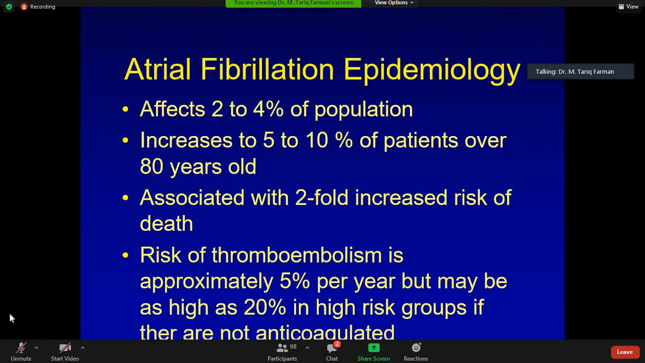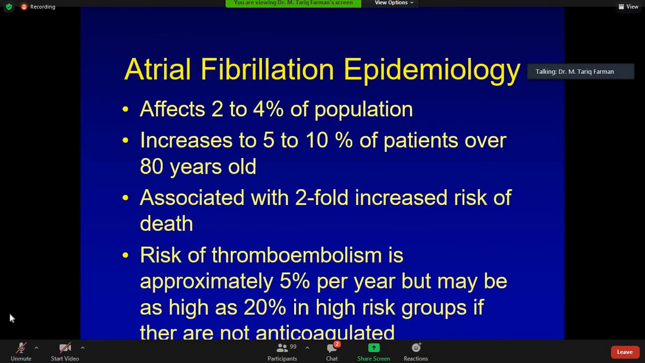Risk of thromboembolism is approximately 5% per year, but may be as high as 20% in high risk groups if they are not anticoagulated. So this is the very common complication of atrial fibrillation, because there is no proper conduction of the current, and there are many impulses inside the atria. So there is no proper contraction of the atria, and the atria is just like a bag of worms. It's fibrillating. It's a fibrillating kind of chamber.